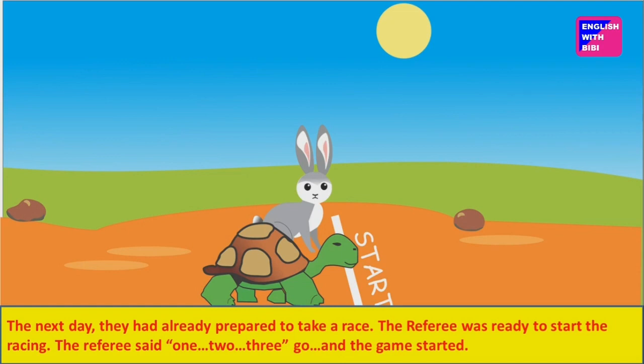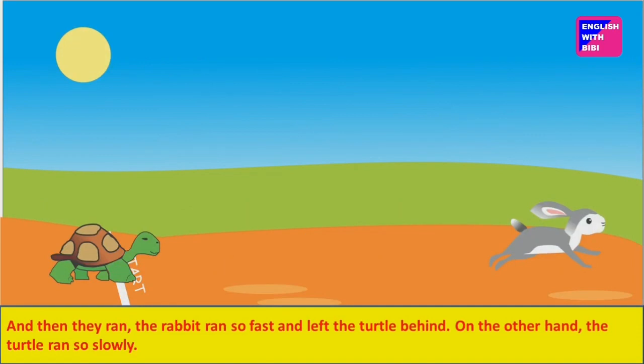The next day, they had already prepared to take the race. The referee was ready to start the race. The referee said, 1, 2, 3, go! And the game started. And then they ran. The rabbit ran so fast and left the turtle behind. On the other hand, the turtle ran so slowly.